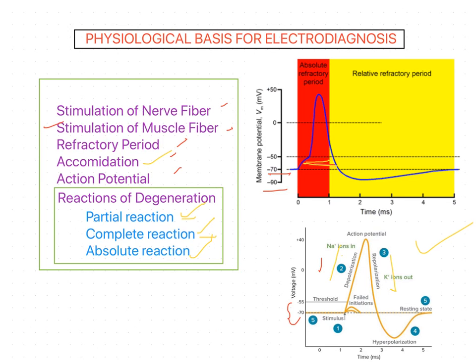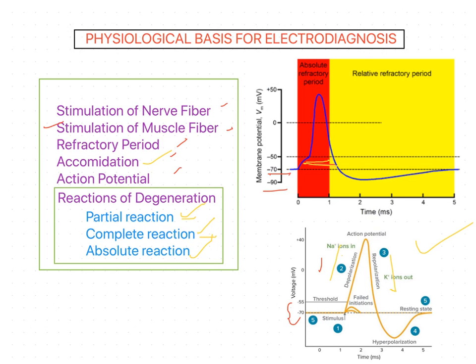And the absolute reaction of degeneration: when denervation with marked degeneration has been present for over a year, muscle atrophy with replacement of muscle tissue with fibrous tissue takes place, and there will be no response to any electrical stimulus. This is termed absolute reaction of degeneration.